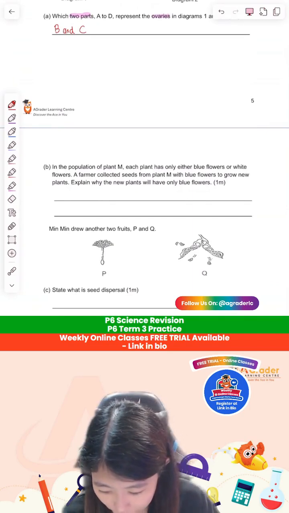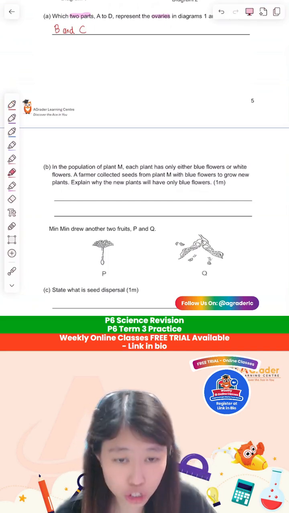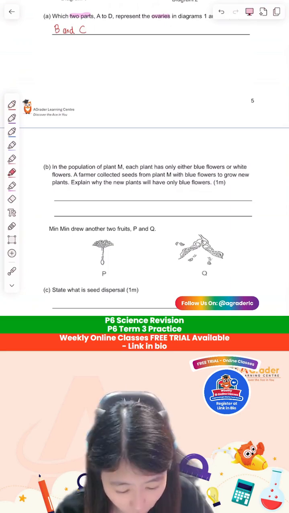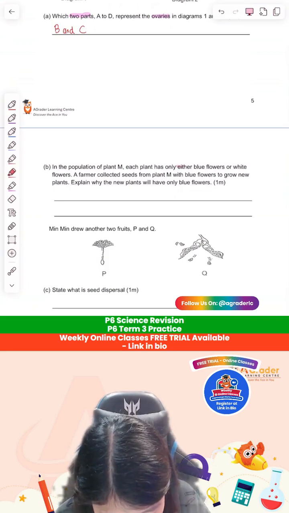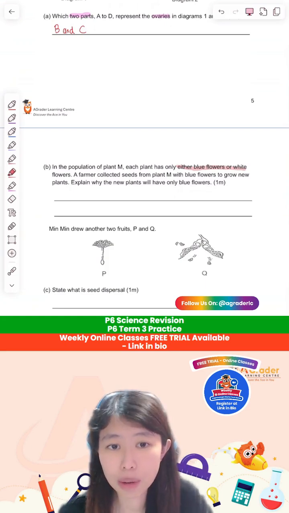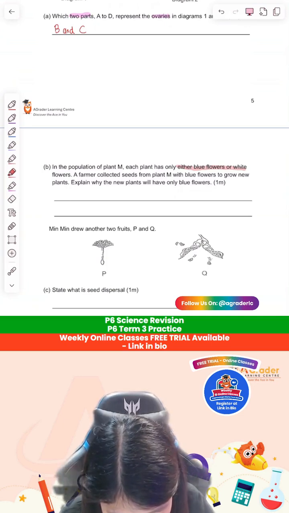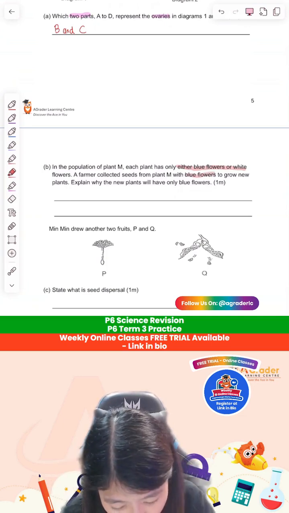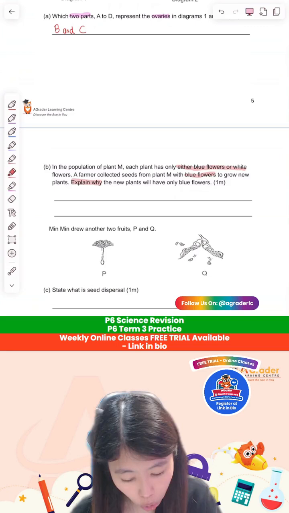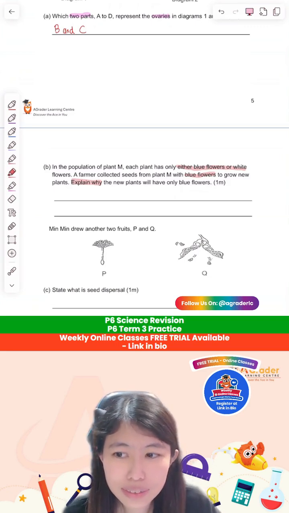For B, it says here that in the population of plant M, each plant has only either blue flowers or white flowers. Then they say that a farmer collected seeds from plant M that has blue flowers to grow new plants. Explain why the new plants will have only blue flowers. Any idea?